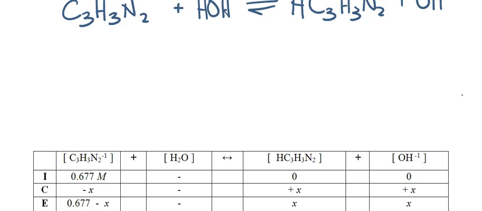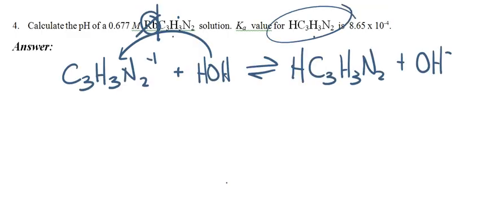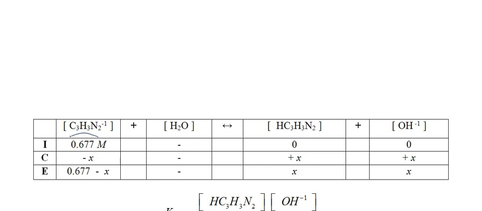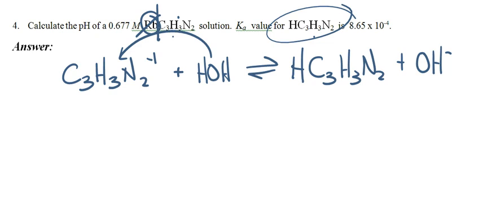Okay. Now, I've already got my ice chart. We know our concentration is 0.677, and that's all we know. So this is what we're going to do. You may use the 5% rule. We would not use approximate 0 here because we don't have a solution that's at equilibrium. We're actually taking this salt.